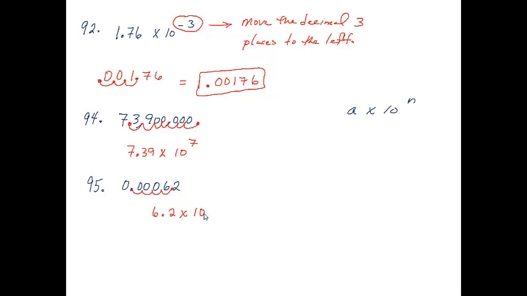times 10 to, now I need to figure out, is it a positive 4 or is it a negative 4? Because the given number was less than 1, the 4 is actually going to be negative. So this is 6.2 times 10 to the negative 4. And you can also check your work because negative 4 says move the decimal 4 places to the left. 1, 2, 3, 4. And you will get back your original problem.